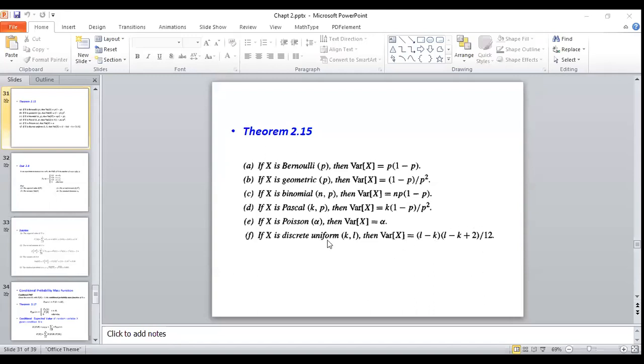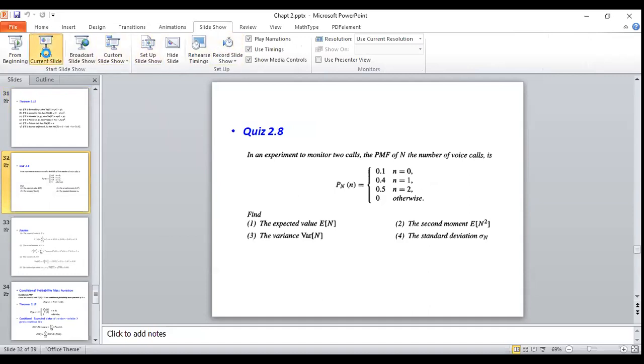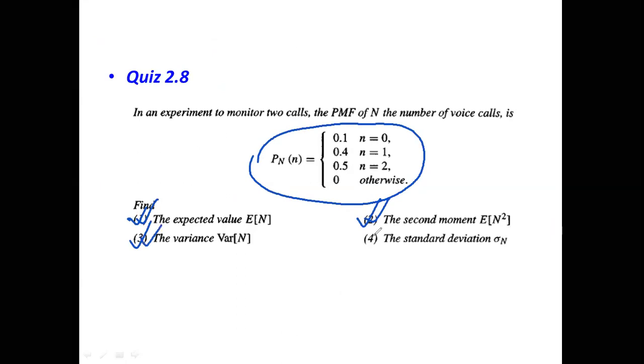All right. So let's go to the next slide, and this is one kind of quiz. I mean, quiz means actually it's a problem, and how can we solve this problem? Let's see. Look at this one. We have been given a PMF here, and we need to find out the expected value, the second moment, the variance, then the standard deviation.